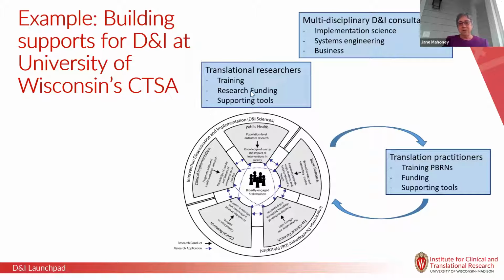So we have provided training, research funding, and supporting tools for translational researchers. And some of the supporting tools would include consultants, toolkits on how to develop a dissemination plan, nudges for RFAs that say you should engage stakeholders. Please tell us who your stakeholders are, and please tell us what your dissemination plan is. So both training, funding for that, and then nudges that help support doing the right thing.